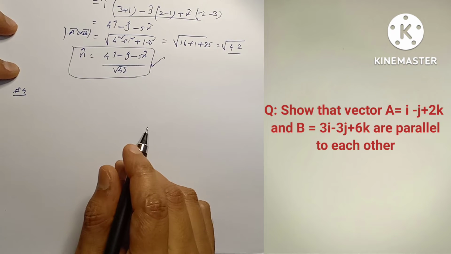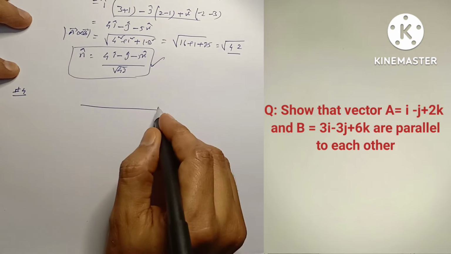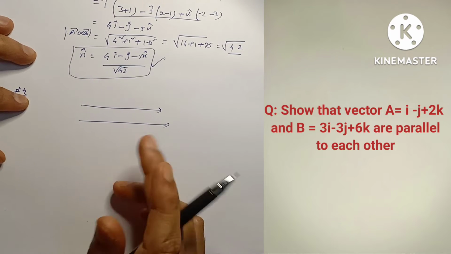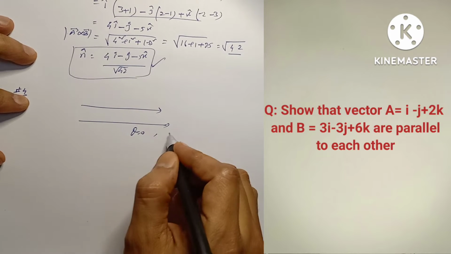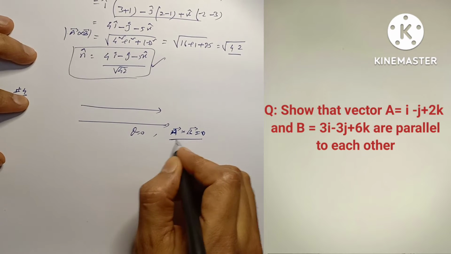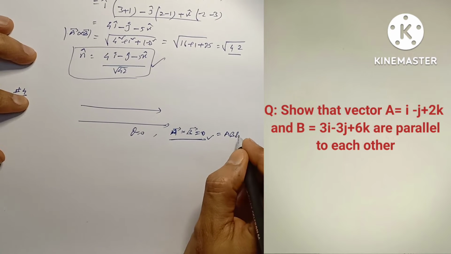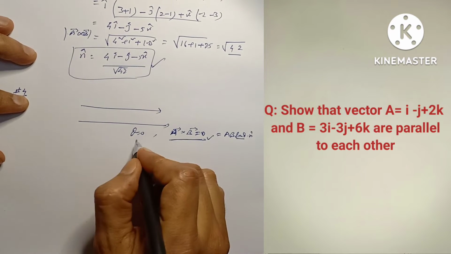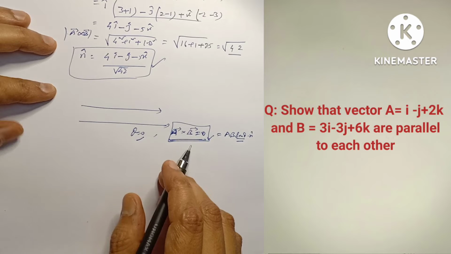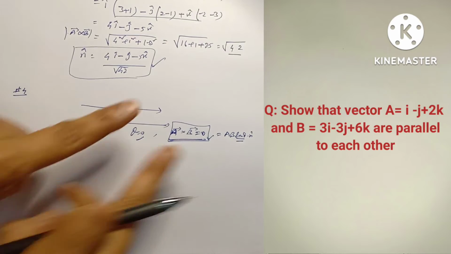Now in the next problem, show that vector a is parallel to vector b. Two vectors are parallel means the angle between them is 0. So there are two processes. One is to find the angle theta equal to 0 by a cross b equal to 0. If the cross product a cross b equals 0, we know a cross b equals a b sin theta into n cap, so if the angle is 0 and sin theta is 0, that becomes 0. So this is the first process.